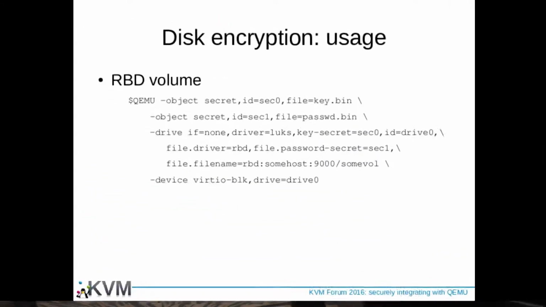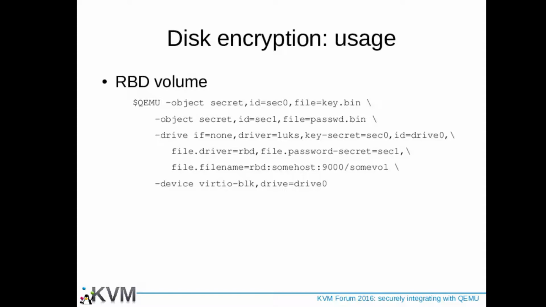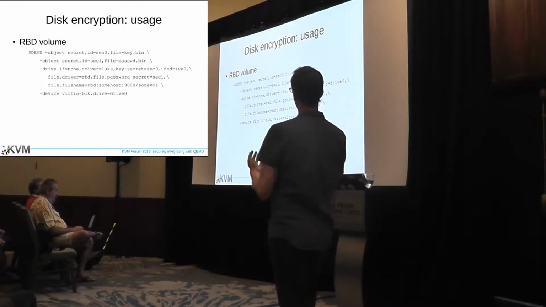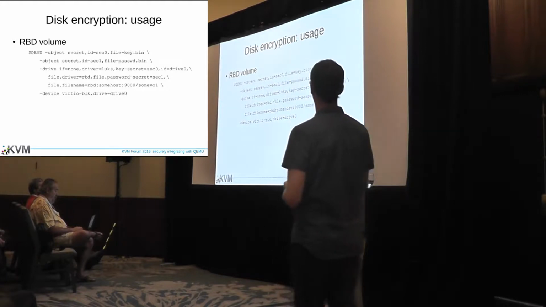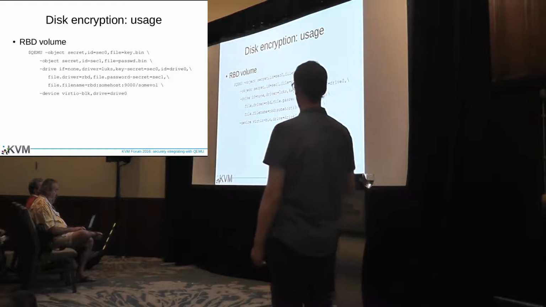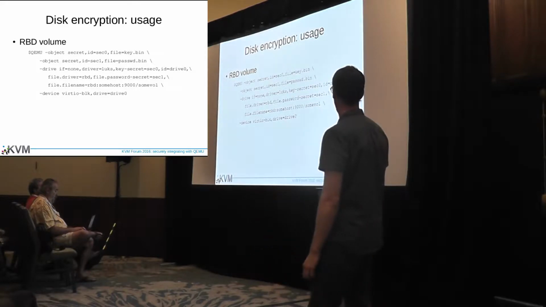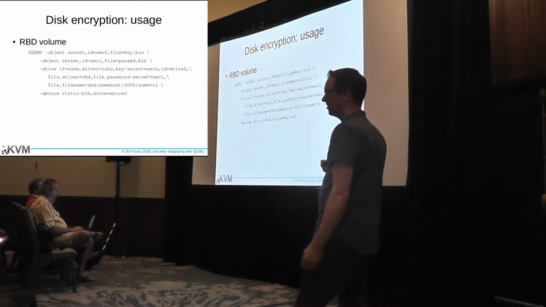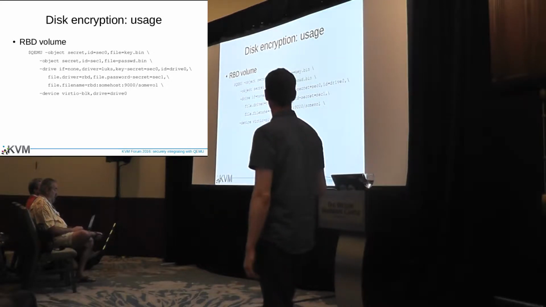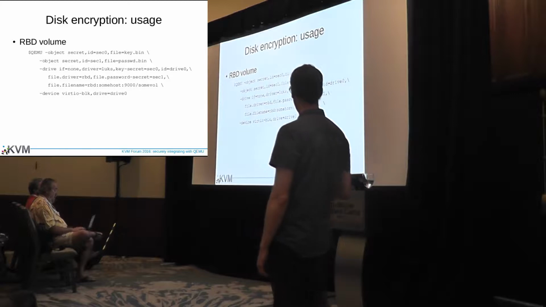And using RBD volumes, it's much the same kind of thing. In this case, we've actually got two passwords provided, because we're first providing the decryption key for the LUKS volume, and then providing the password to authenticate with the RBD server. But that's the only slight difference here, really.